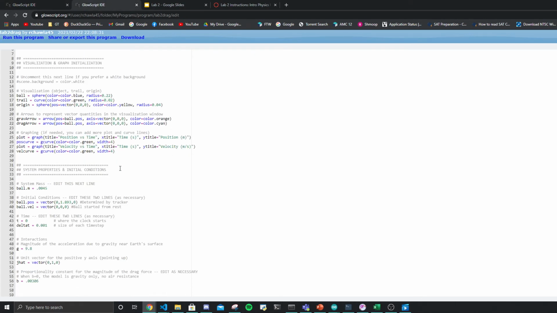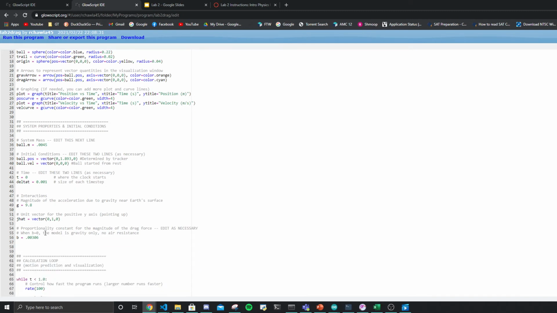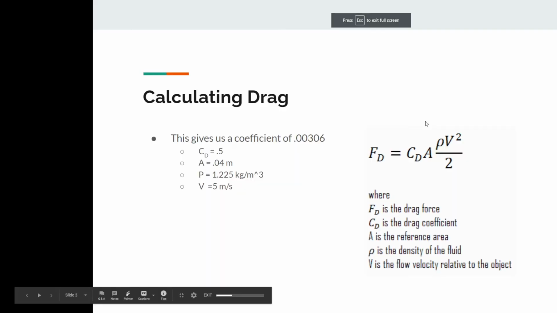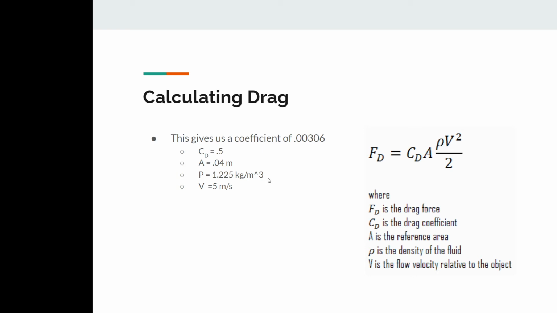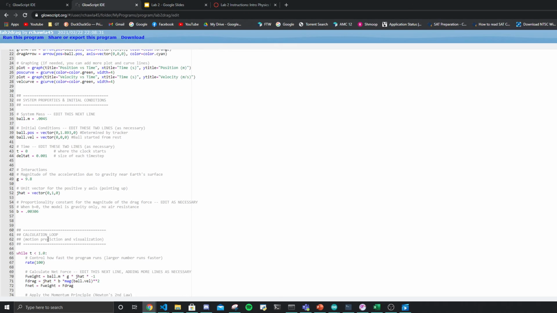The only thing I really had to change here, we have a lot of the same initial vectors. I just have a different proportionality constant, which I had to calculate by going over here. I found a formula to calculate the drag. We have separate forces that are dependent on each different object that has different physical properties to determine the drag force. For a spherical ball, we have 0.5 for the coefficient of drag. We have 0.04 meters for the reference area. The density of the fluid is air at around sea level, which is P, and the V is the average velocity over the time. Using that, I was able to calculate the B constant.